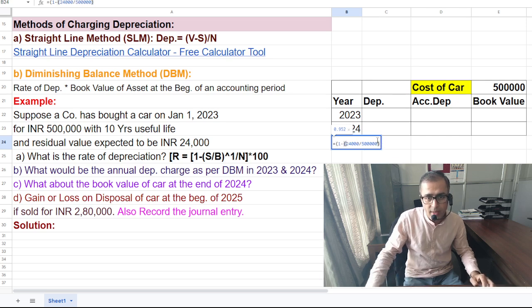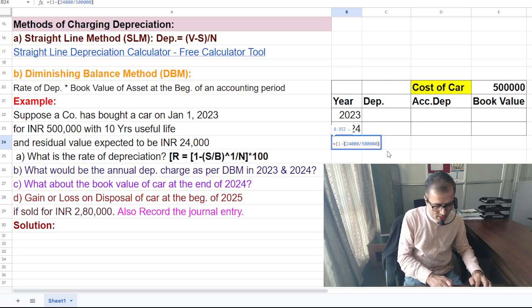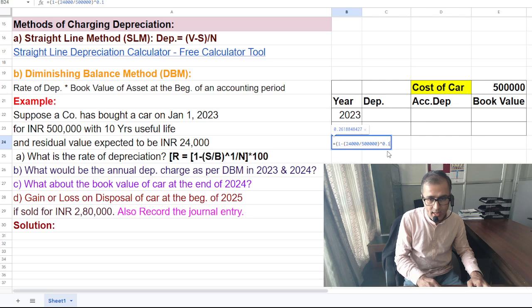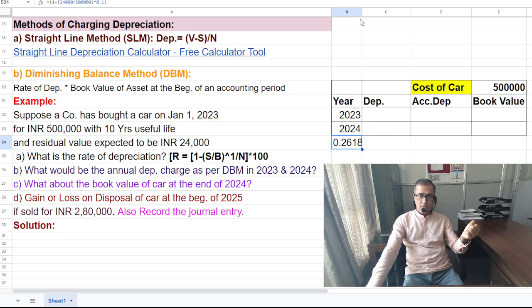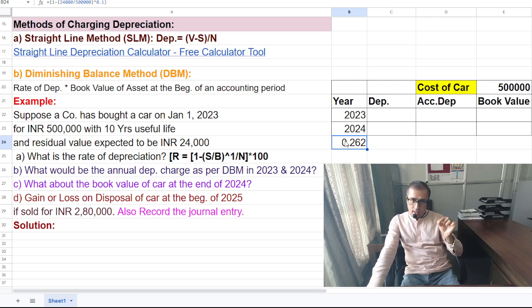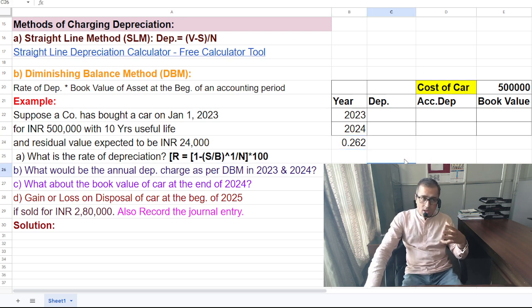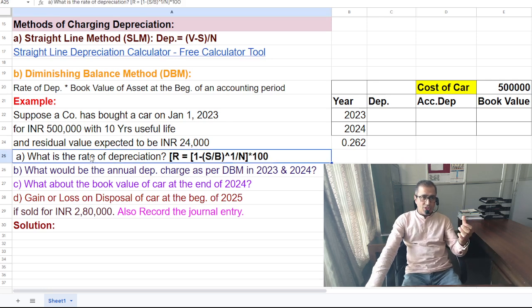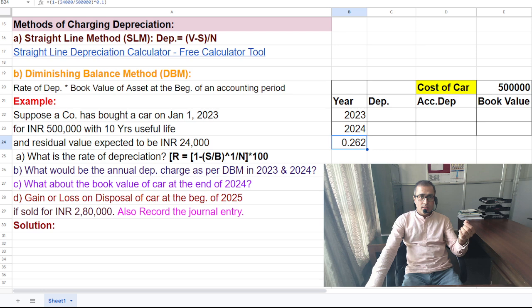of 1 by 10. 1 by 10 means 0.10. I would use it directly. Now this is my rate of depreciation. If I multiply it by 100, then it will provide a percentage figure. Okay, approximately I would say it is 0.262, which means 26.2%. Now what about your rate of depreciation? We solved it: 0.262, that is 26.2% here.